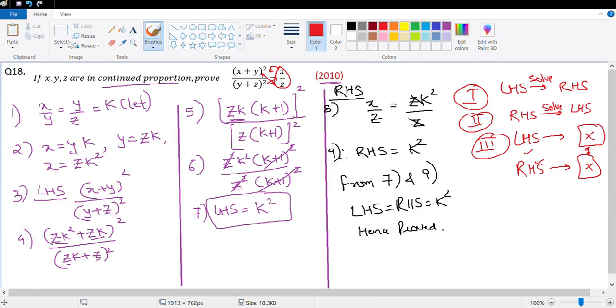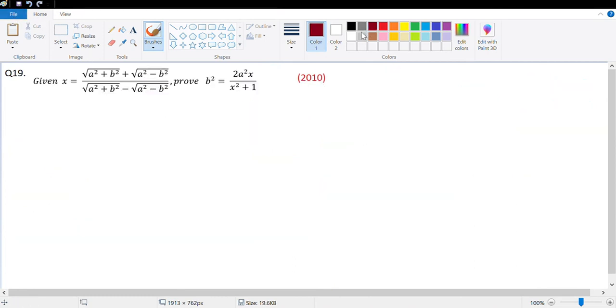Okay, that brings me to maybe the last question of this video. So let's look at this question, which is question number 19. It says, given x is equal to square root something something, prove b square is equal to 2a square x upon x square plus 1. So first, let's go ahead and use componendo and dividendo. They'll help us remove some elements.